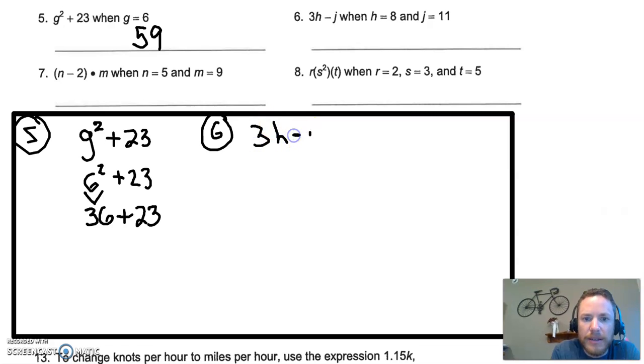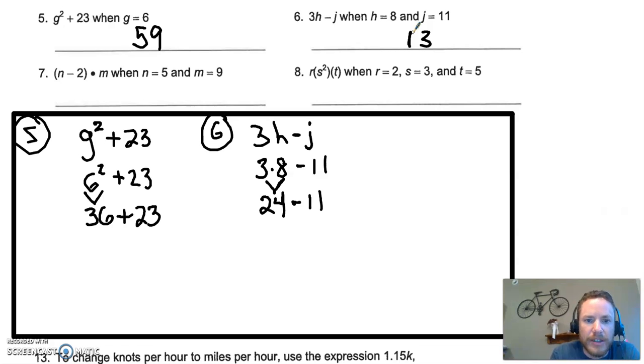Okay, let's check out number 6. 3h minus j when h equals 8. So I'm going to rewrite it now as 3 times 8. And j equals 11, so I'm going to subtract 11. PEMDAS tells me to do multiplication before subtraction. 3 times 8 is 24, minus 11. 4 minus 1 is 3, and 2 minus 1 is 1. The answer is 13.